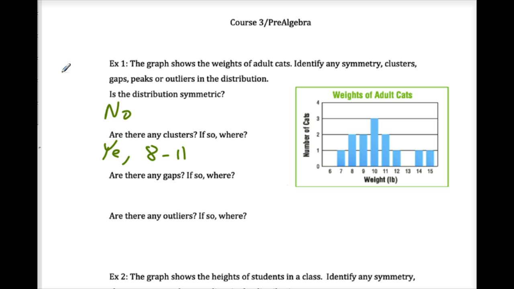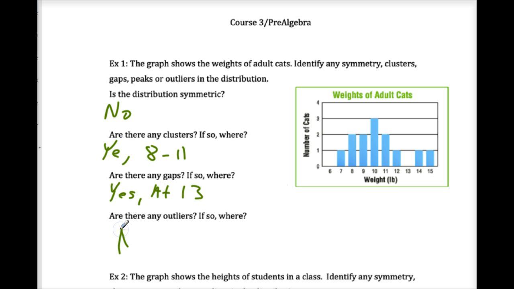Is there a gap in there? Yes. Where? 13. Very good. You guys are smart. Yes, at 13. There's no 13-pound cats in this situation. Okay, it's a gap. What do you guys think about outliers? I don't think there are any outliers here.